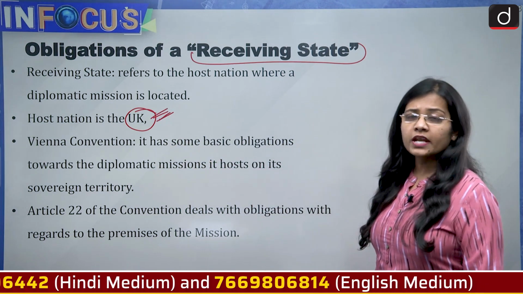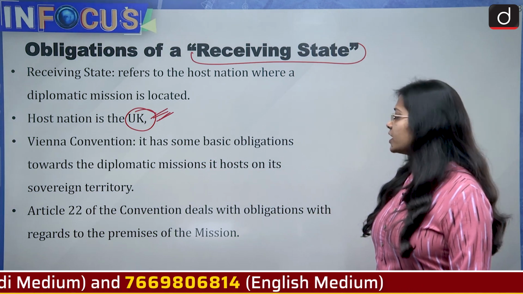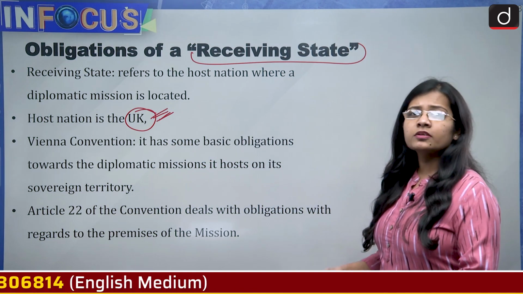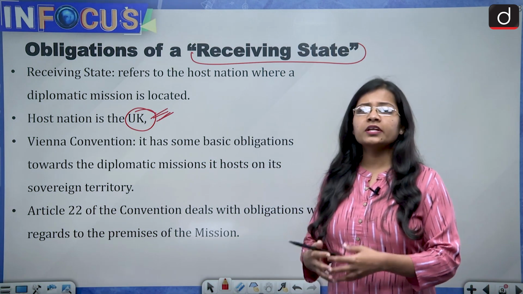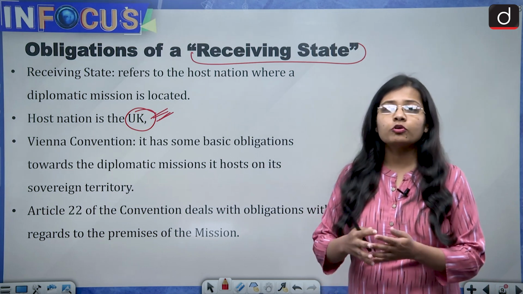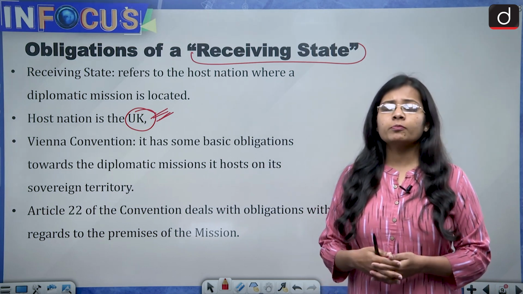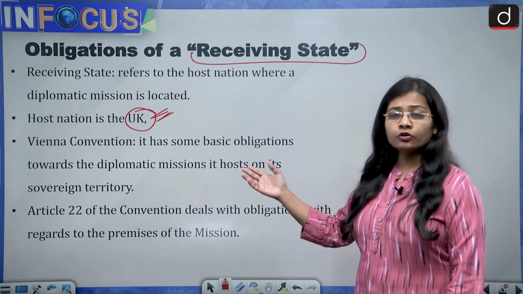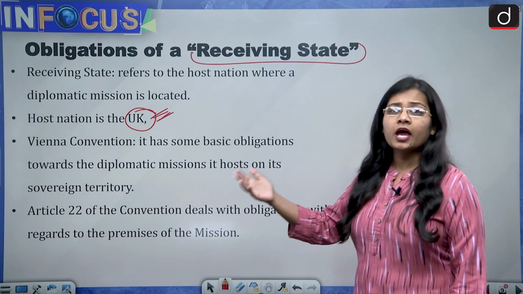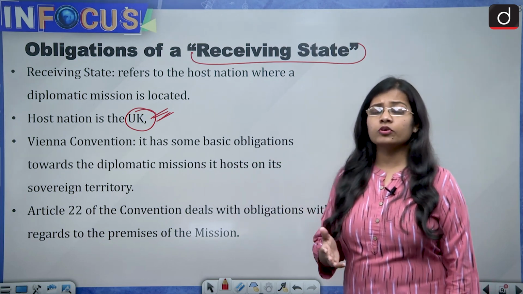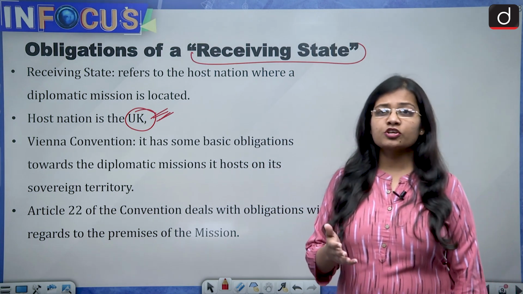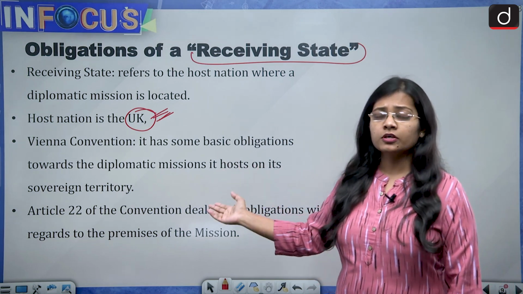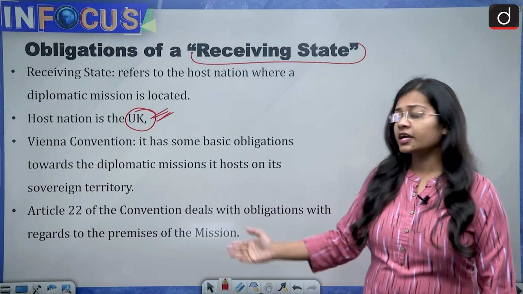Then according to the Vienna Convention, it has some basic obligations towards the diplomatic missions it hosts on its sovereign territory. It means the host country has certain obligations to provide security to the people of the embassy or of the High Commission, and also to the national flag of the other country. And because of this incident, the Indian embassy and the Indian Ministry of External Affairs have shown their displeasure and discontent towards the government of the United Kingdom.